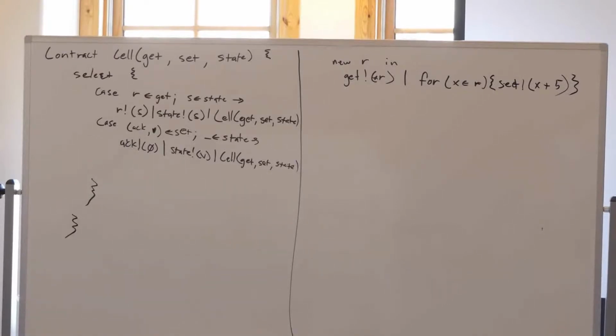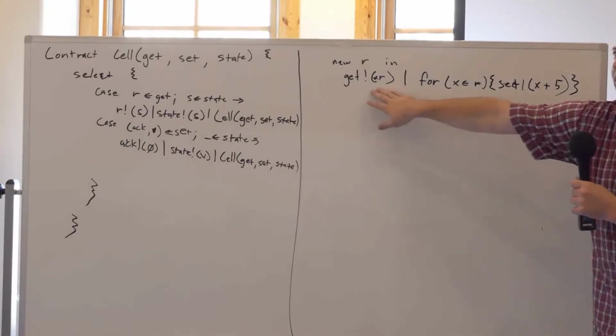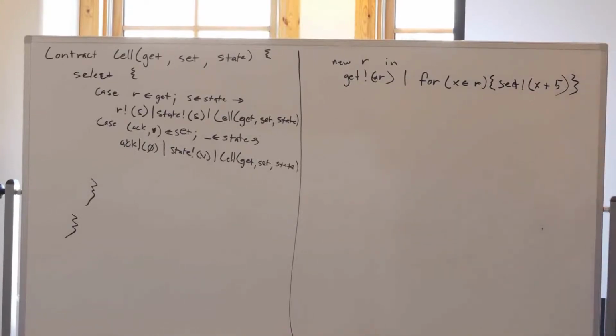The problem as I see it is you don't know what else might be running and sending on the get and set channels in between this and then this. So this may be updating a stale value. Where does this run? It's running in parallel with the instance of the cell that has get and set. I happen to know the channel so that I can communicate with the cell.